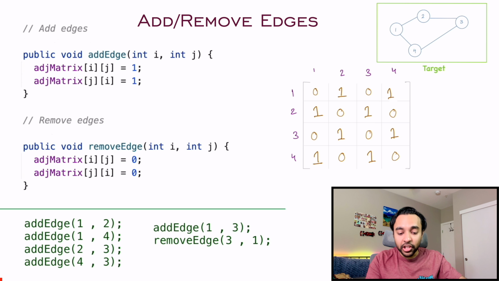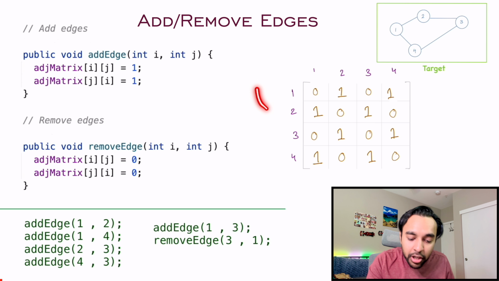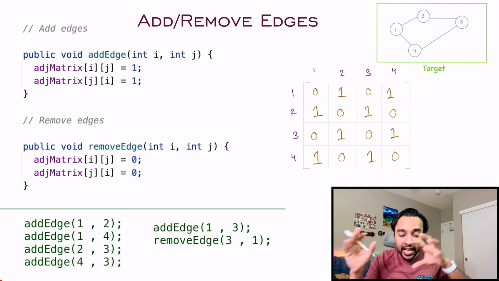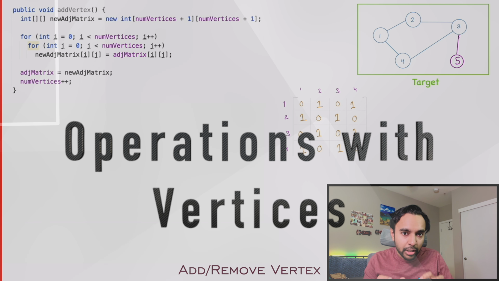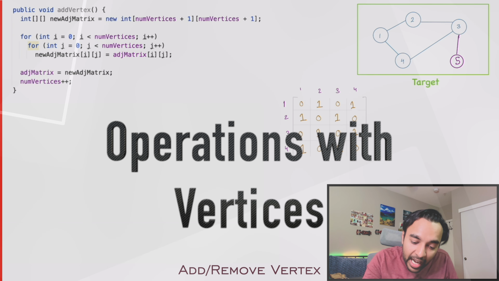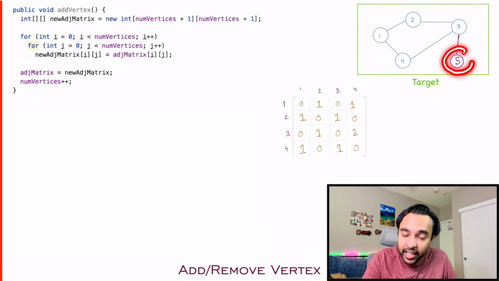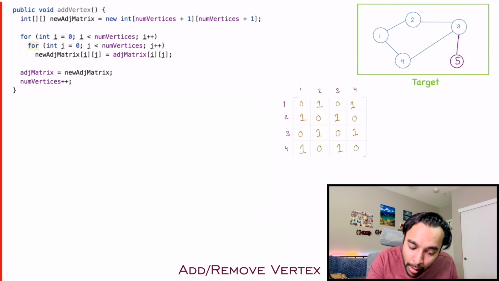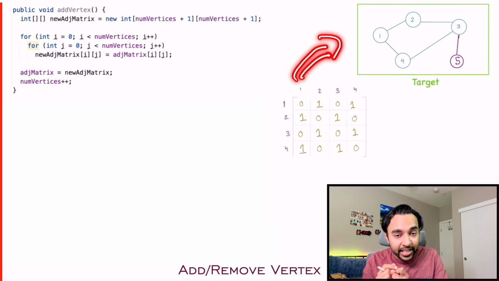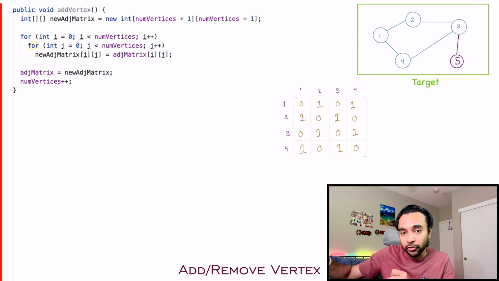So where did we reach? Our matrix is now representing our target graph. Let us now try to take a look how do you add and remove vertices from this graph. Just look at the target graph now. I added a new vertex over here and it has a connection with node number 3. Right now, my adjacency matrix is representing this graph without the new vertex, of course.